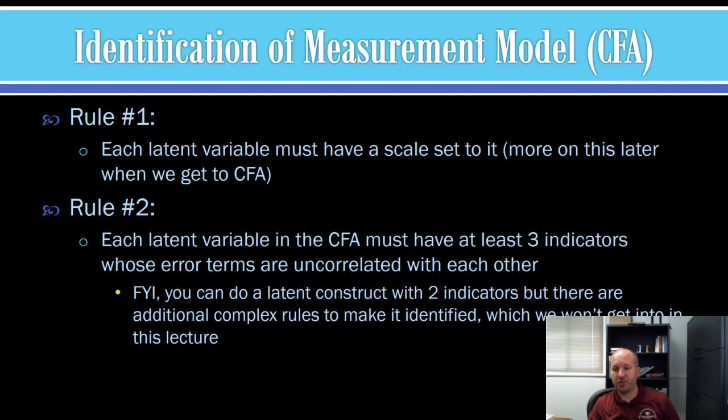If you have fewer than 3, so if you have 2 indicators, it's not possible to have 1, but you can have 2. If you have 2, there are a lot of additional complex rules to make sure that it is identified. We're not going to get into that in this lecture because that gets into a little bit more complex pieces than we need to cover for the purposes of this class. If you are, for your paper, doing a latent factor with 2 indicators, come talk to me. But it would be better to make sure you have at least 3 indicators.